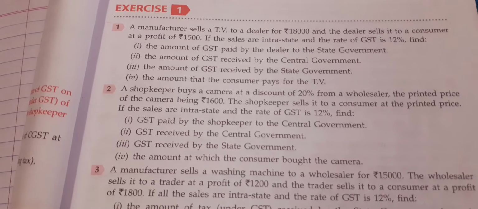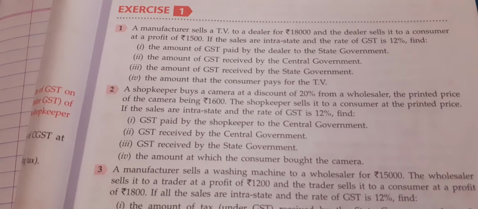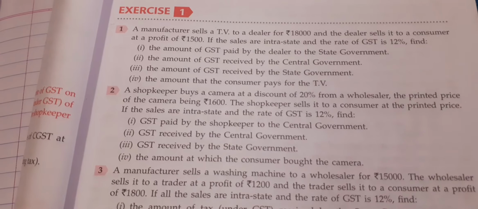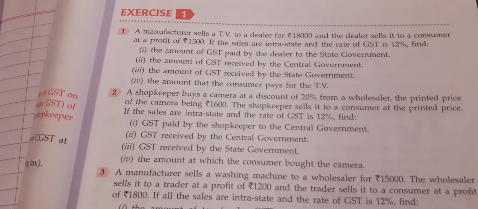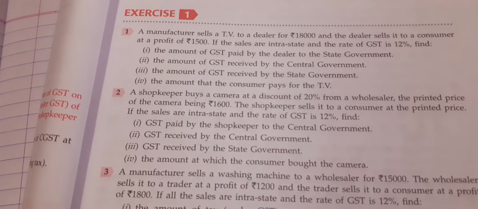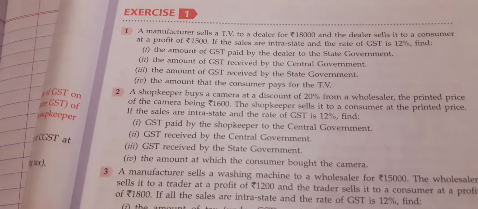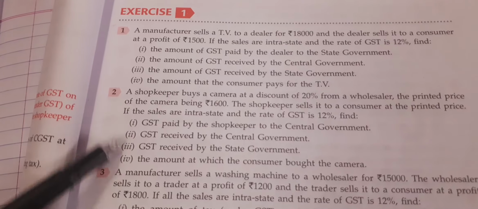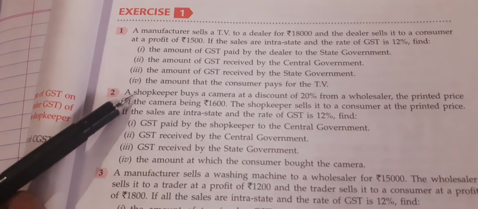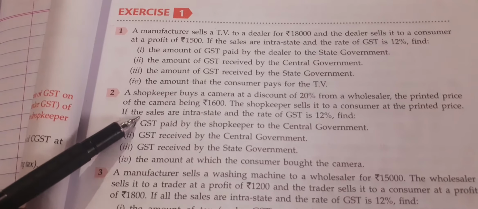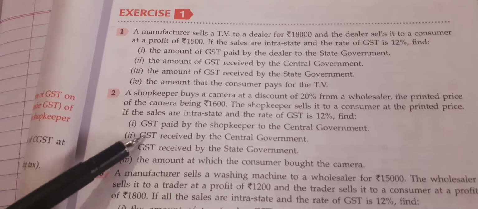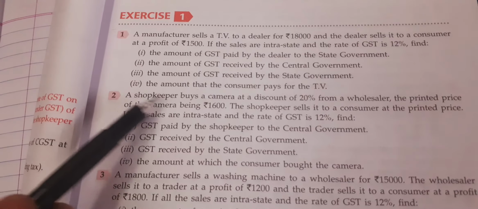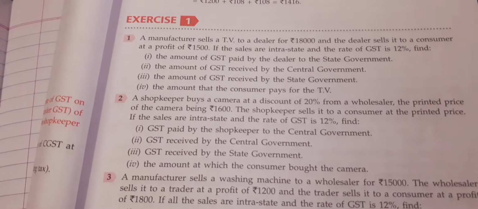If the sales are intrastate, means all the dealings are going in same state, so the GST will be divided into two equal parts, 6%. And the rate of GST is 12%. Find the following things. So before going to sub question 1, 2, 3 and 4, let us solve all the sum with the help of the given data. When we will solve all the sum, then we will come to the sub question part. So let's start. With the help of these lines, we are going to do some work.